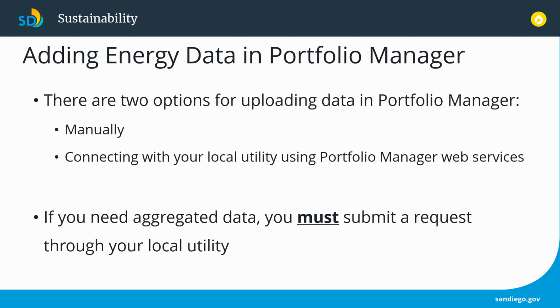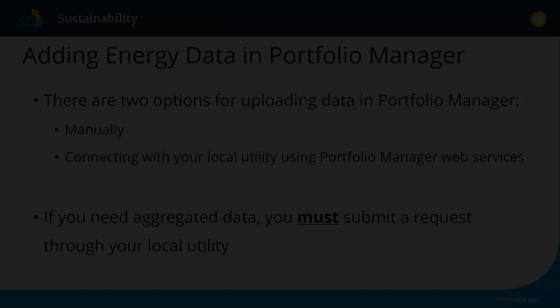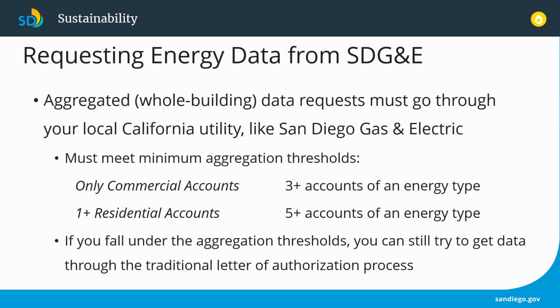If you need aggregated or whole building data, then you will have to request that data from SDG&E or other local California utilities. Note that requesters must meet certain aggregation thresholds to request whole building energy data. For commercial properties, there must be 3 or more utility accounts at the property to request aggregated data for that energy type. For any properties with residential utility meters, there must be 5 or more utility accounts to request aggregated data.